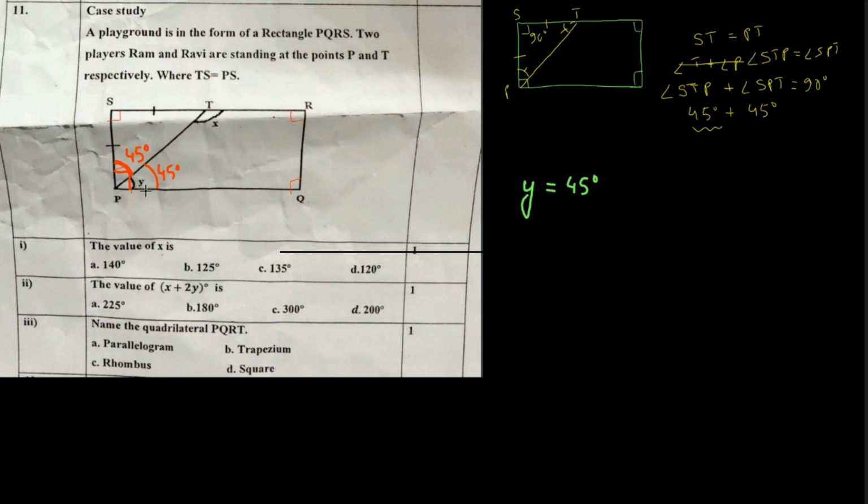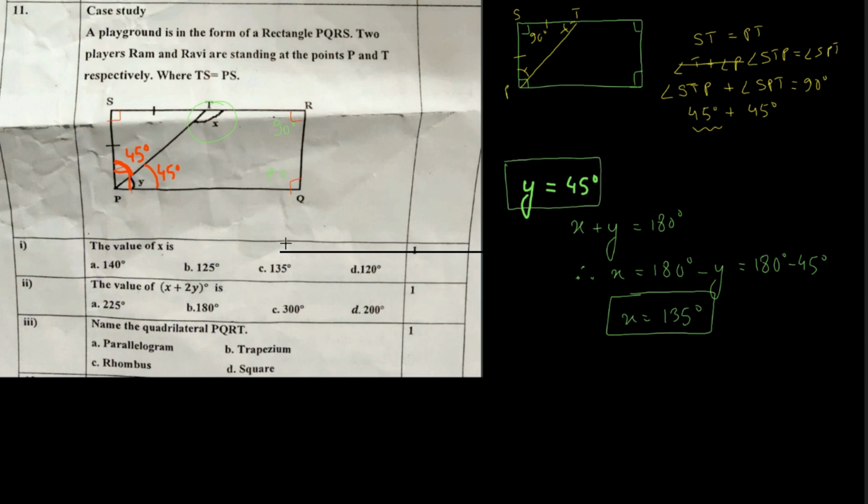Now looking at the next part, I know this is 90 degrees. I know this is 90 degrees. I know this is 45. So the only remaining point to find is this interior angle. The sum of all the four angles is 360 degrees. Now these two become 180 degrees. So the sum of these two should be 180. X plus Y should be 180 degrees.